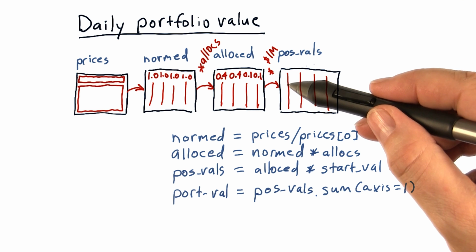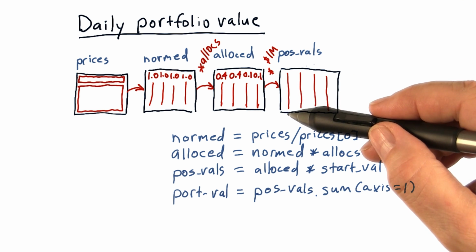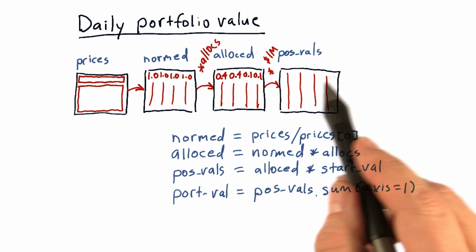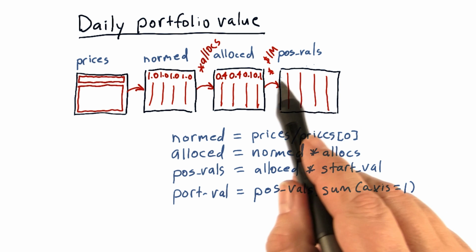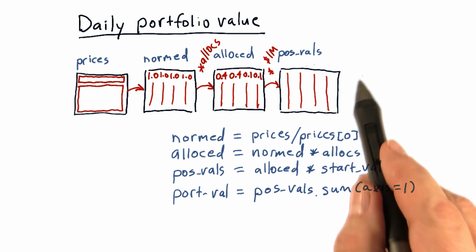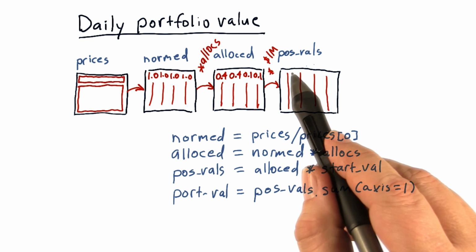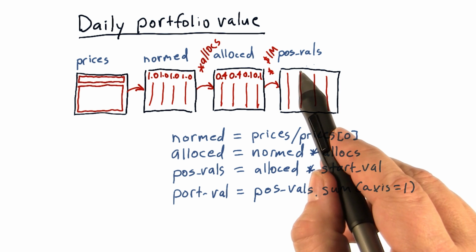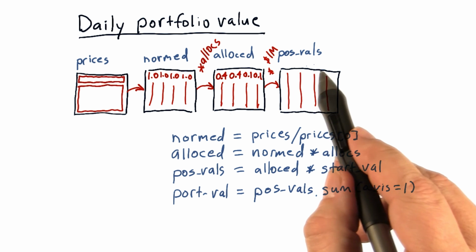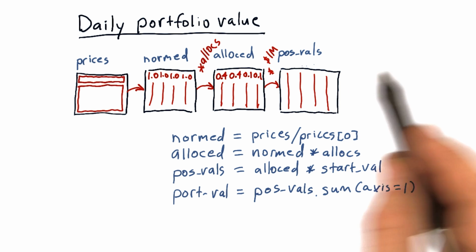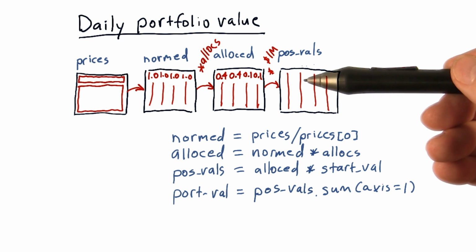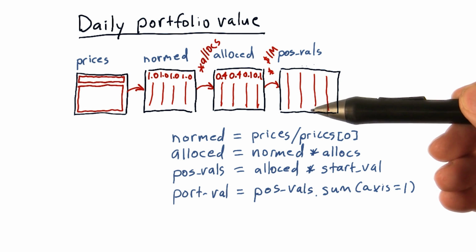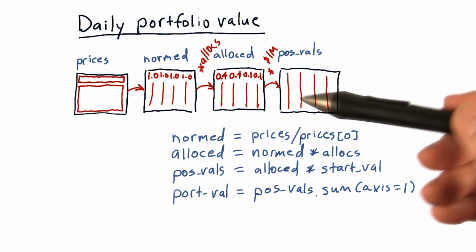Now that we have the value each day for the individual assets, we can calculate the total value for the portfolio each day by summing across each day. So on the first day, for instance, the value of the portfolio is 400,000 plus 400,000 plus 100,000 plus 100,000, or 1 million.